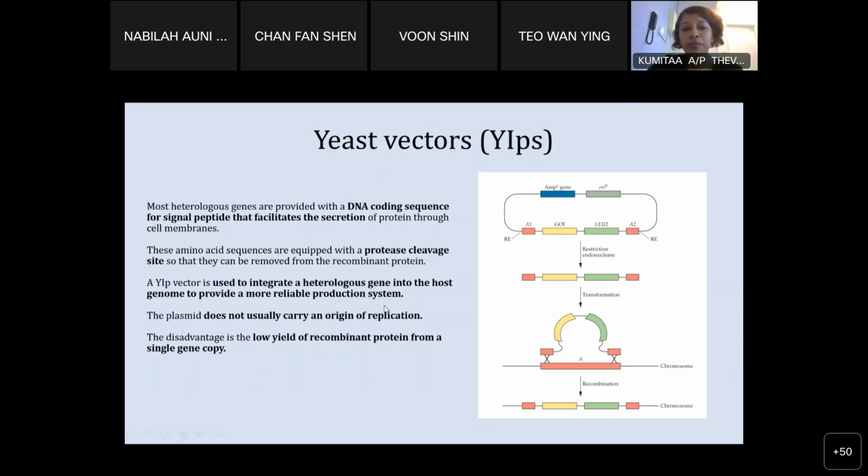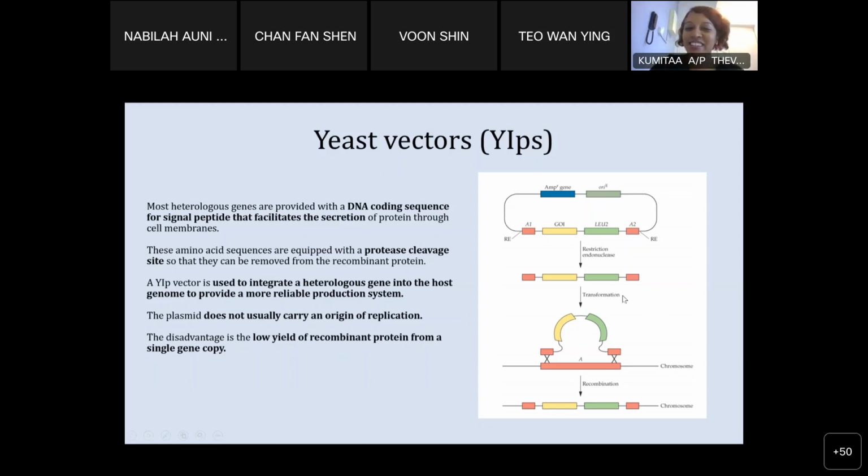But what's useful about YIP is that it's used to integrate a heterologous gene into the host genome. It doesn't carry an origin of replication in comparison to some of the other yeast vectors that we saw earlier, but one of the disadvantages, it has a low yield of recombinant protein because it only comes from a single gene copy.